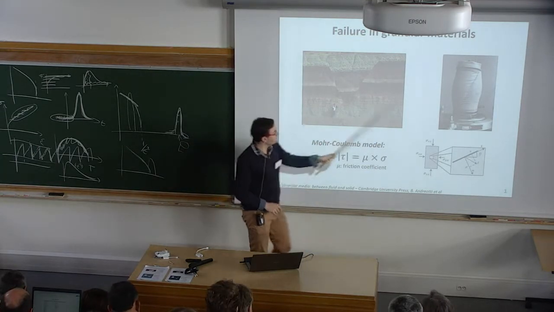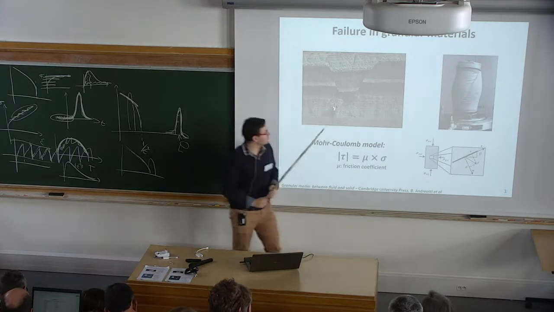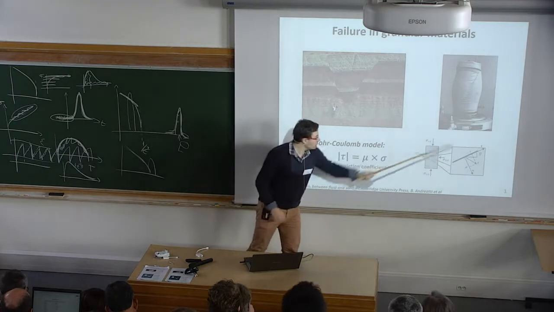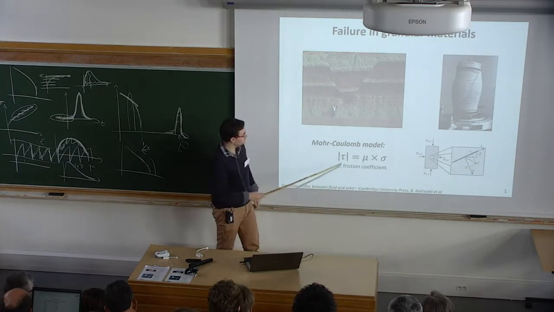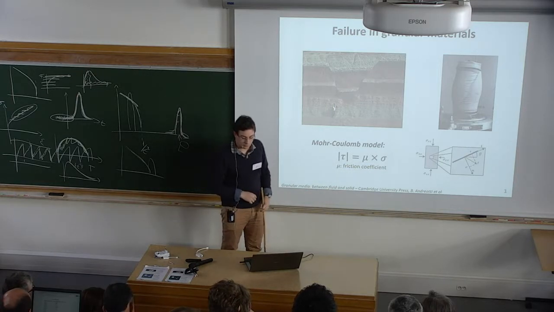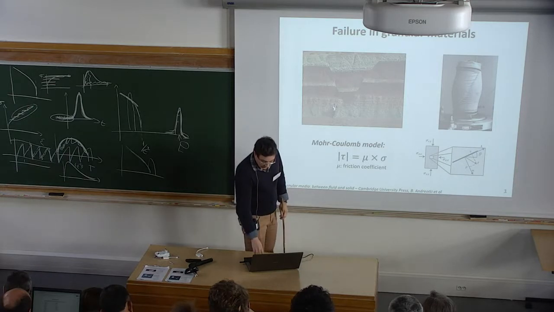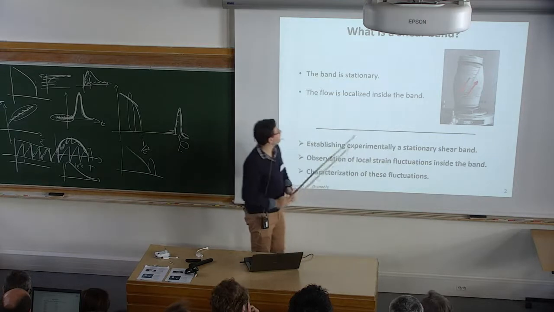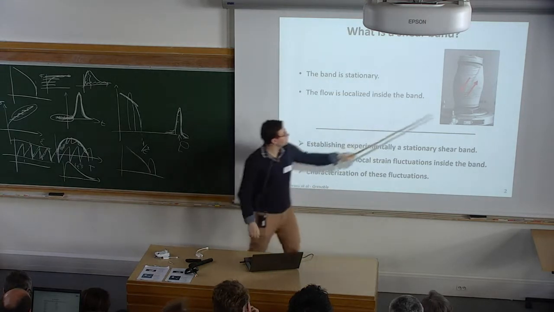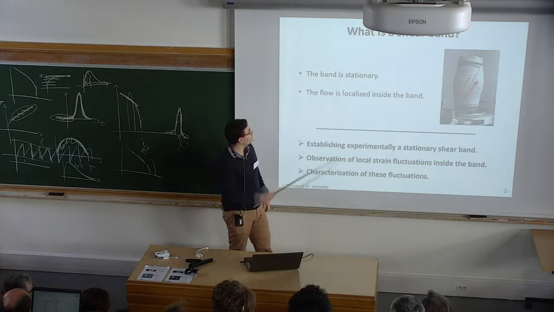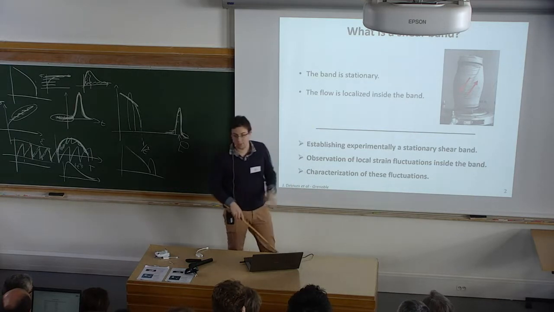And the angle theta of the band is well described by the Mohr-Coulomb model. So this angle makes this relation true: tau, the shear strength, must be equal to mu, the friction coefficient, times sigma, the normal stress. If you keep applying force at the top, you can see that the band is a shear band, and this band is stationary, and all the flow is localized inside the band.